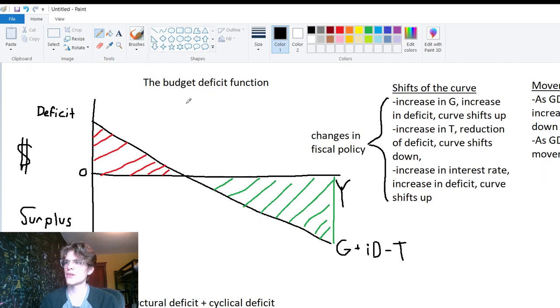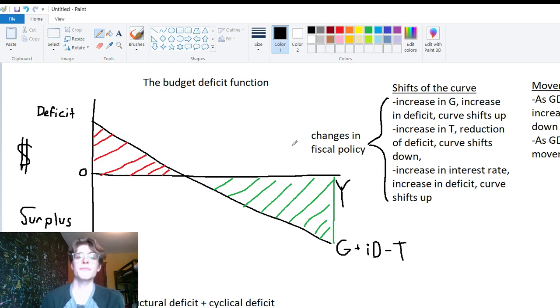There we go. So it's a linear function, written as G plus iD minus T, and it's mapped against real GDP. Anything above 0 is a deficit, and anything below is a surplus. That's kind of what we already talked about. If it's negative, then you have a surplus. If it's positive, you have a deficit. So anything above this x-axis here in the red shaded area is a deficit, and anything below is a surplus.